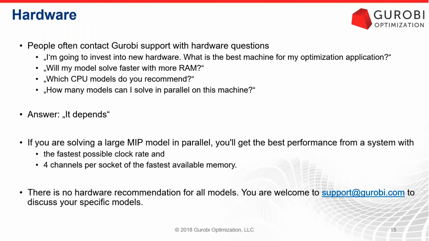So the next one is hardware. That's a very common question. People usually contact Gurobi support, and they say, okay, I need to invest in new hardware. Do you have a recommendation? How much memory do I need? Does it get faster when I add more memory? Is there a certain CPU model that you recommend, or something that you do not recommend? How much parallelism is good on a certain hardware?